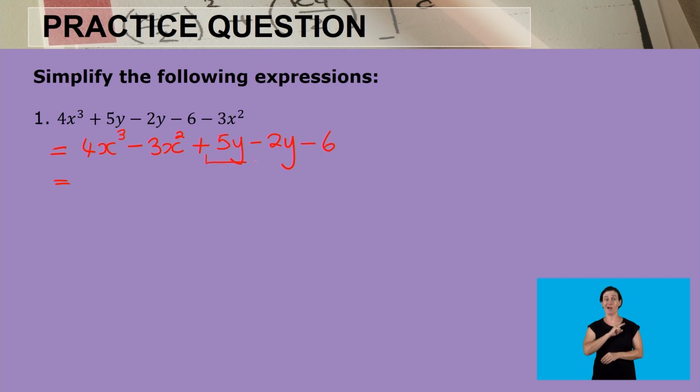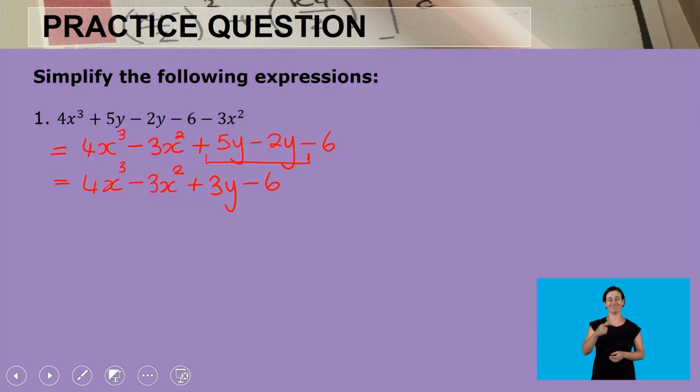Yes, we do, because the 5y and the 2y, they are like terms. Anything that's not a like term, we will just write it down as it is. So 4x cubed minus 3x squared. Now we are going to say 5 minus 2 because they are like terms. So 5 minus 2 is a 3, and that is 3y. And lastly, we have our constant there, which is a 6 that we are subtracting. And that is how we have simplified that expression, by identifying those like terms.